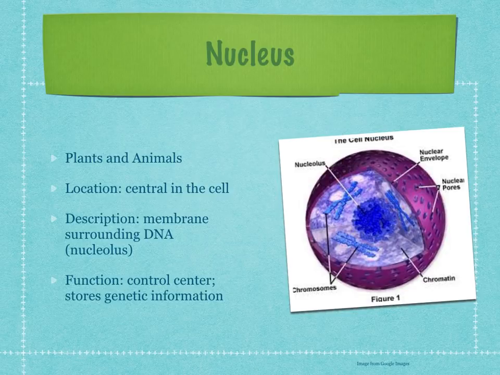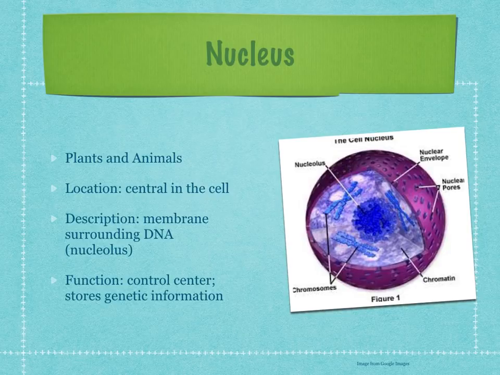The nucleus is found in plants and in animals. The location is central to the cell. That's because the nucleus's function is to store genetic information and be the control center for the cell. So having a central location makes it easily accessible to the entire cell. In plants, many times that nucleus will get bumped over if there's extra storage that needs to be had, but most of the time it is central in the cell, and it is a membrane surrounding DNA.